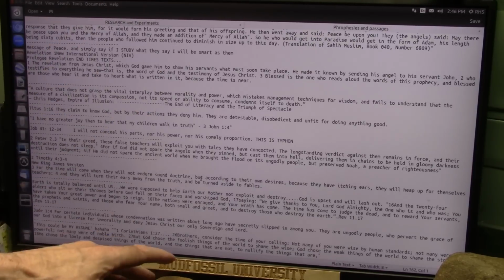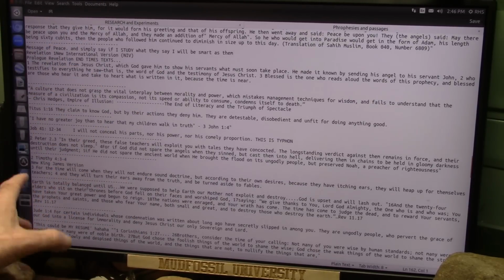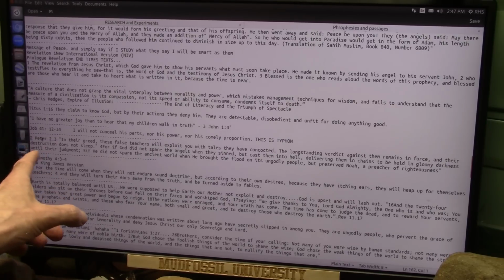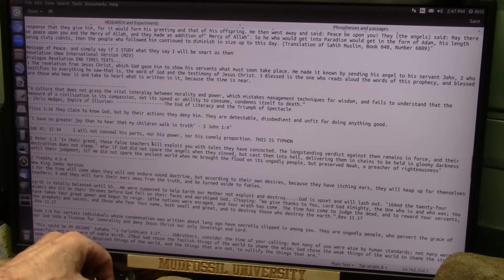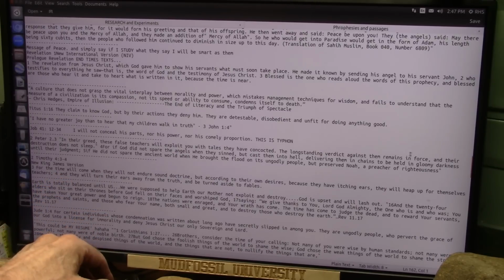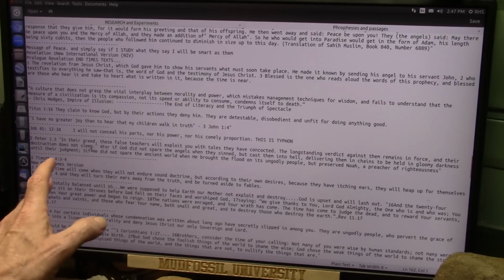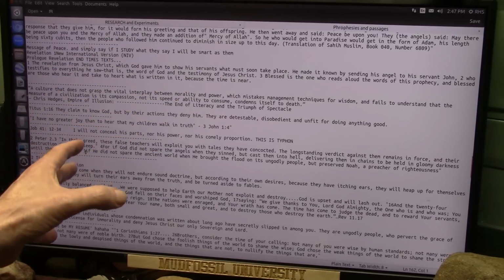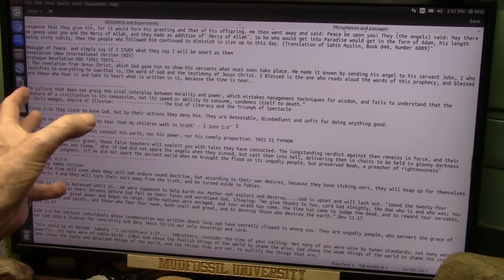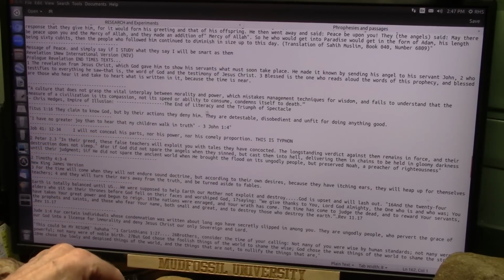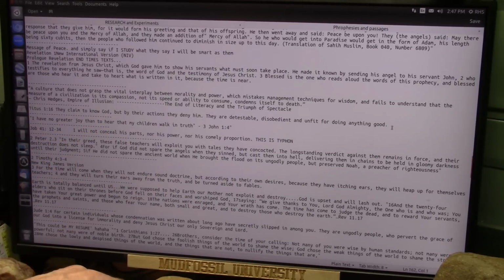All right, and it's being told, don't listen to this and don't talk about it. All this stuff just fell on me. I have dozens and dozens of these, and they're damning on basically teachers. Here's 2 Peter 2:3. In their greed, these false teachers will exploit you with tales they have concocted. The long-standing verdict against them remains in force, and their destruction does not sleep. You can't talk about Jesus and God in classes and interject any kind of religion. Here's another one. They claim to know God, but by their actions they deny him. They're detestable, disobedient, unfit for doing anything good.